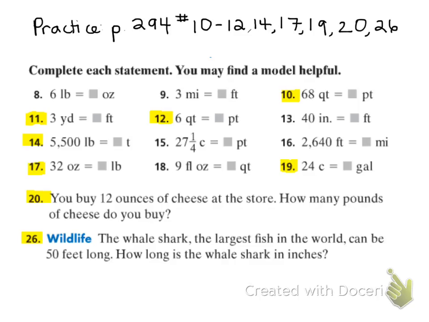Okay, team, it's time for you to do some practice. I've put the questions right here in the video. These are the questions from our textbook from page 294. You're going to do all the ones highlighted in yellow. So it's numbers 10 through 12, 14, 17, 19, 20, and 26. Please do those in your notebook.